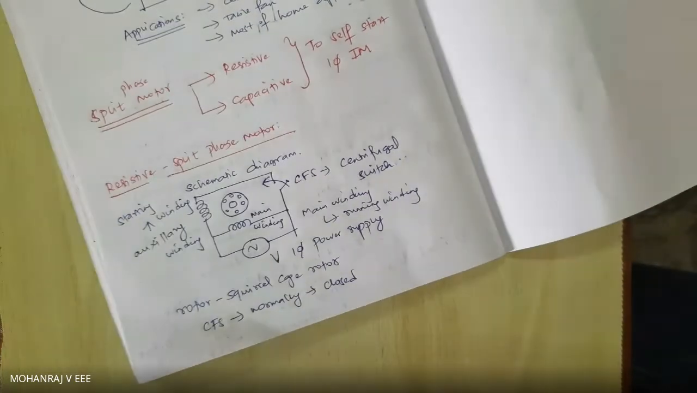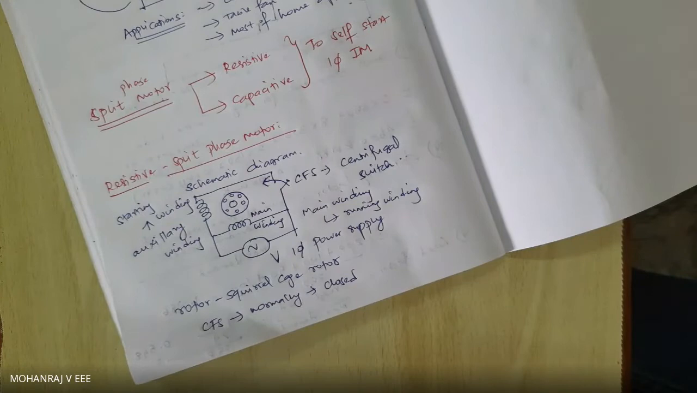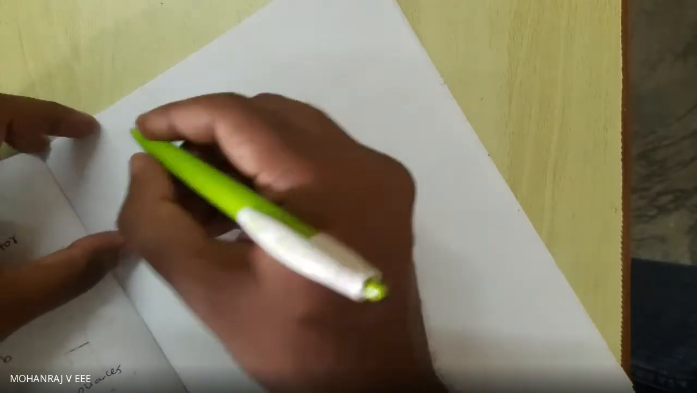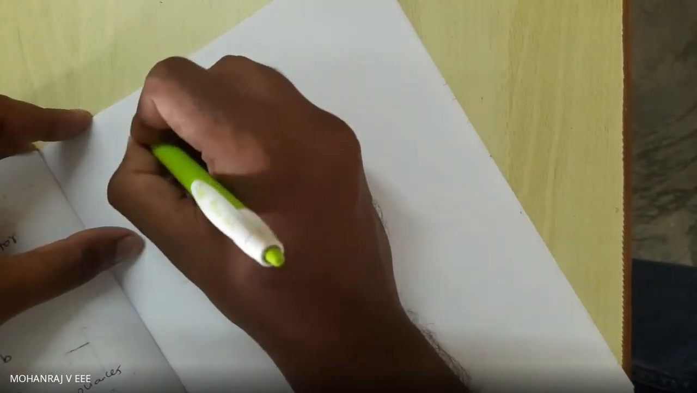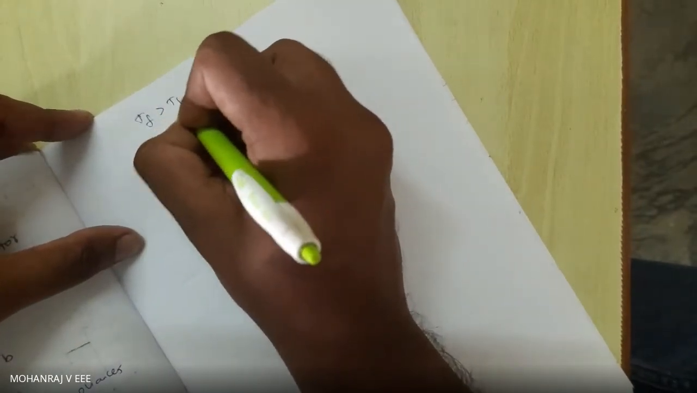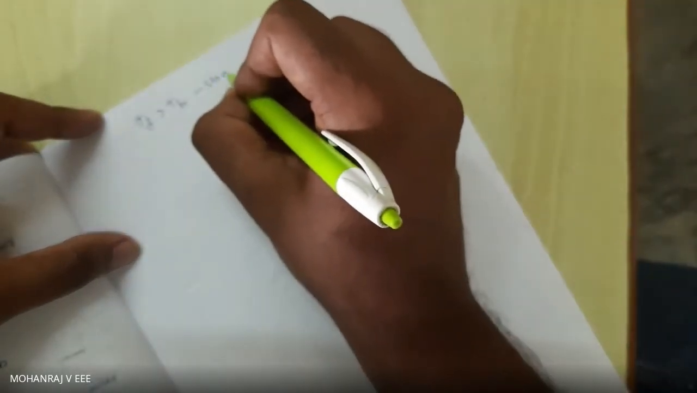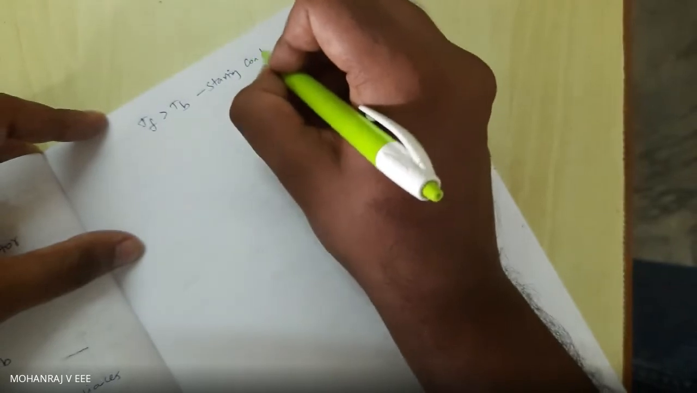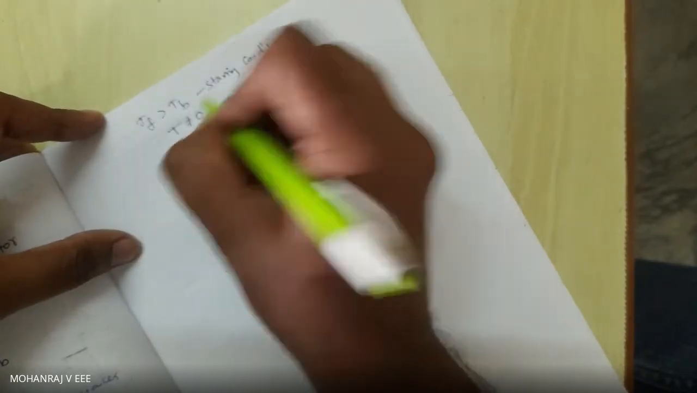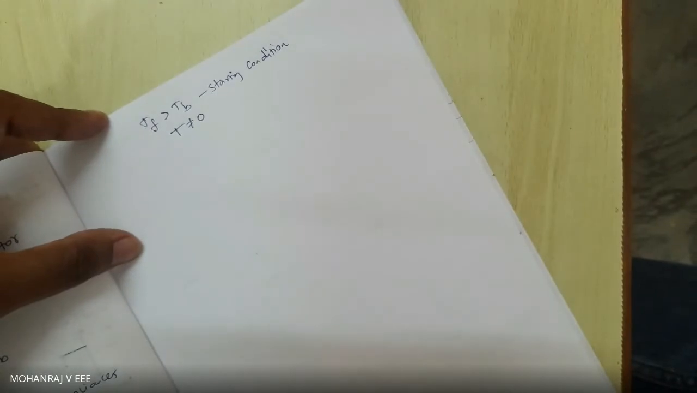So this is my schematic diagram for my resistive split phase motor. What we are going to achieve here is TF greater than TB during starting condition, thereby my T is not equal to 0. T stands for torque during starting condition.